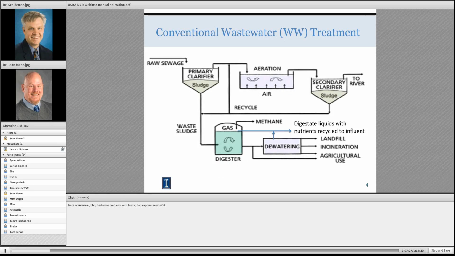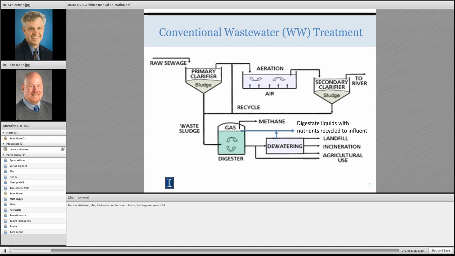Okay, so anyways, I guess to set a baseline here, we're going to start out with conventional wastewater treatment, just to say what we're trying to improve. And typically that system will start with raw sewage going into a primary clarifier, and that's where we just do a solids liquid separation by gravity.